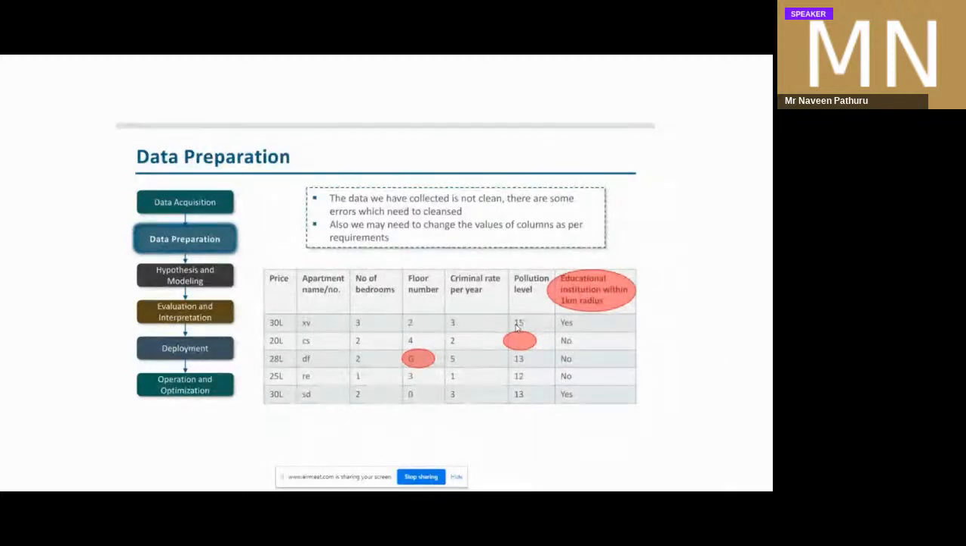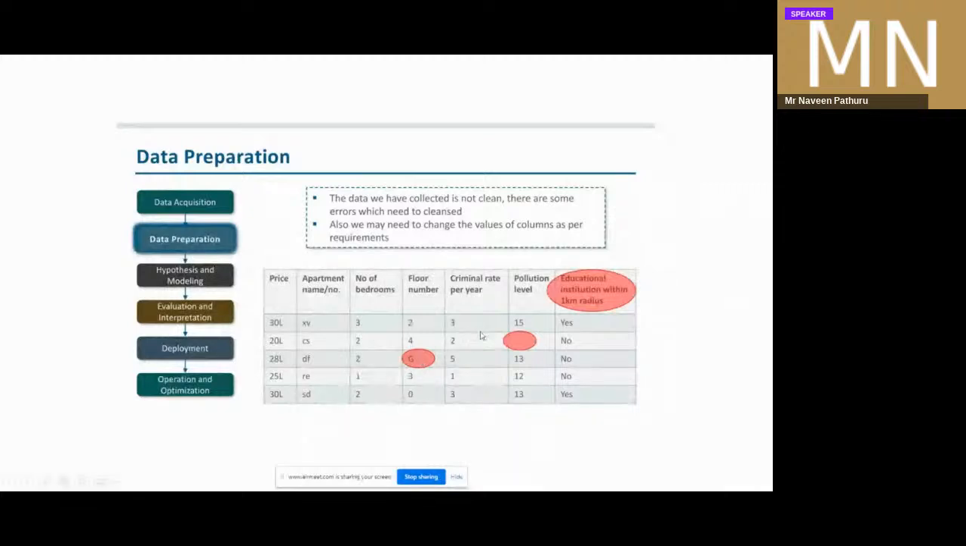Then comes the data preparation. If you look at the data here, there are some issues, guys. If you take each column, price looks okay: 30 lakhs, 20 lakhs, 28 lakhs, it looks okay. Name seems to be okay. Rooms seem to be okay. But for the floor number, notice most of the columns seem to be numeric, but there is one entry saying G. It's textual data, G for ground floor.